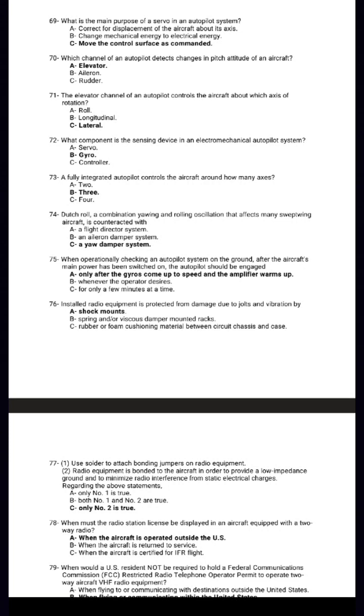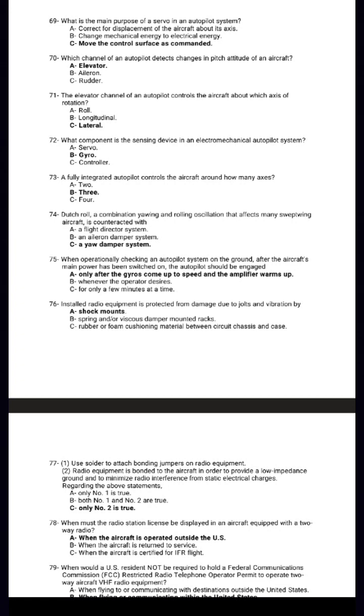The elevator channel of an autopilot controls the aircraft about which axis of rotation? Lateral. Alright.